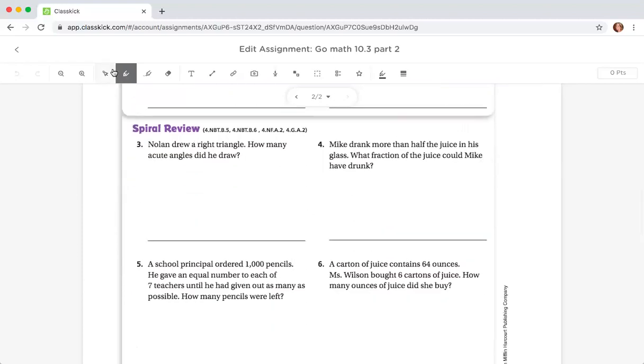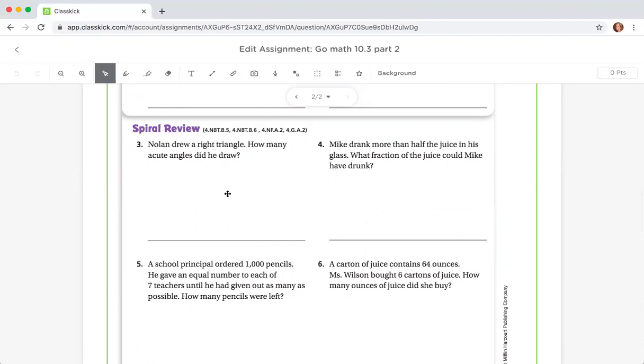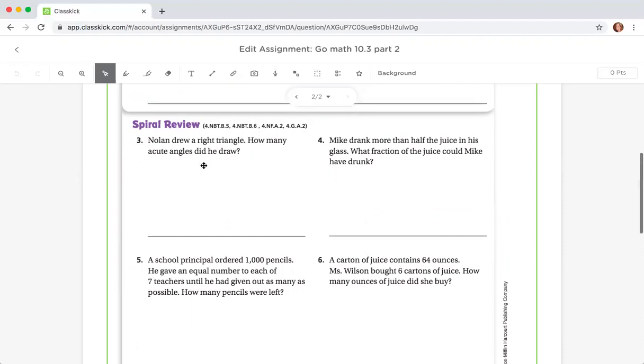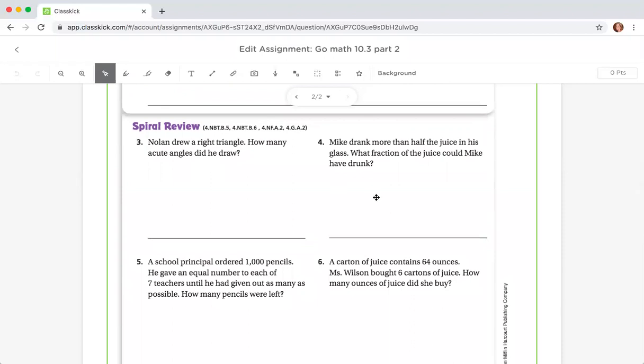Okay, here's a spiral review. So let me see if there's any of these that you might have forgotten how to do. A right triangle, we just did that in the lesson last week, okay? Look back at your pages for 10.2 to help you remember that if you've forgotten. He drank more than half of the juice in his glass. What fraction of the juice could Mike have drunk? You're going to think of a fraction that is larger than 1/2. Any fraction you want that would be larger than 1/2.